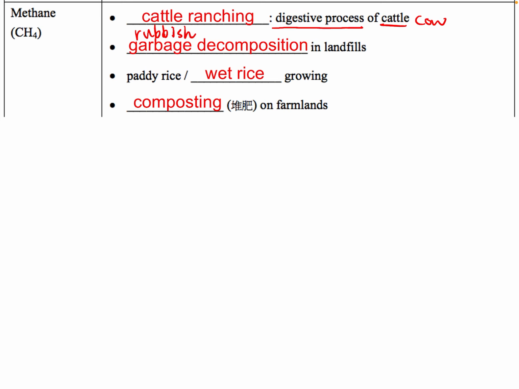Okay, next one is the paddy rice, or we call the rice growing. It's very common in China, in Thailand, in Southeast Asian countries. They like to eat the rice. So when they plant the rice, they will also emit methane. Why? Because some of the crops are underwater. We call the process a kind of lack of oxygen.